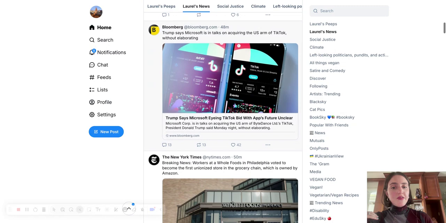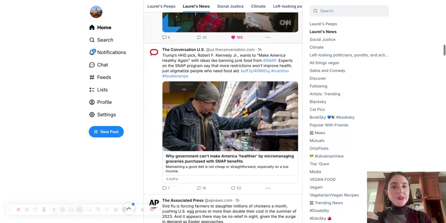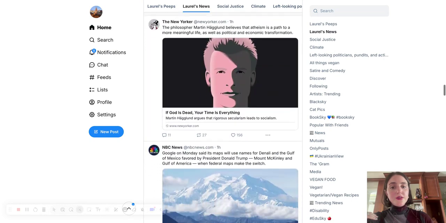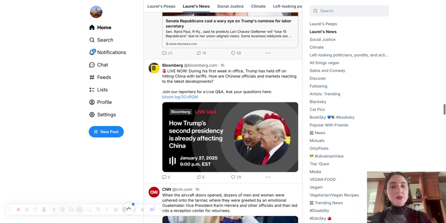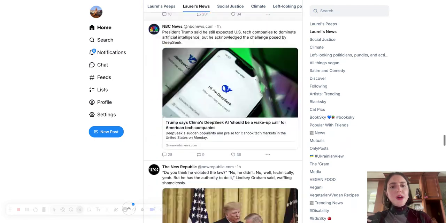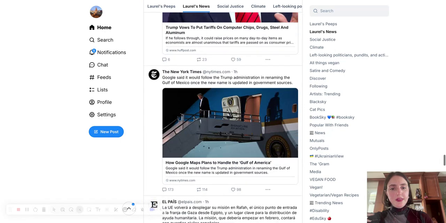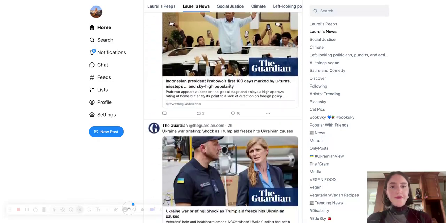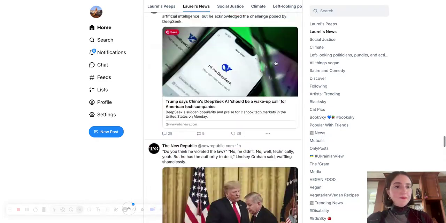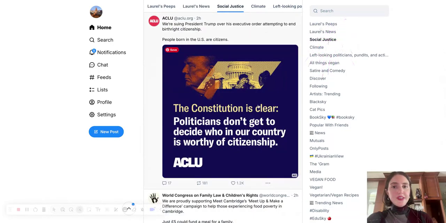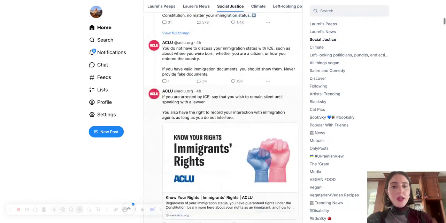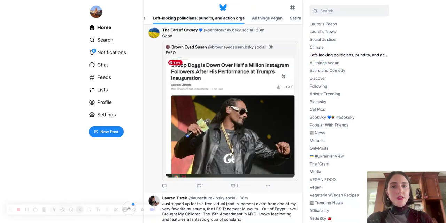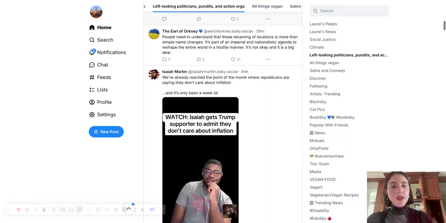So you can see here I've got Bloomberg, New York Times, The Conversation, the Associated Press, Axios, NBC News, Bloomberg. And there are some other ones that are a little more indie in there, but they just don't post as often. But I've got El País, so a little bit of foreign news. Okay, and I've got a social justice feed, which I really like. Climate, left-looking politicians, pundits, etc.